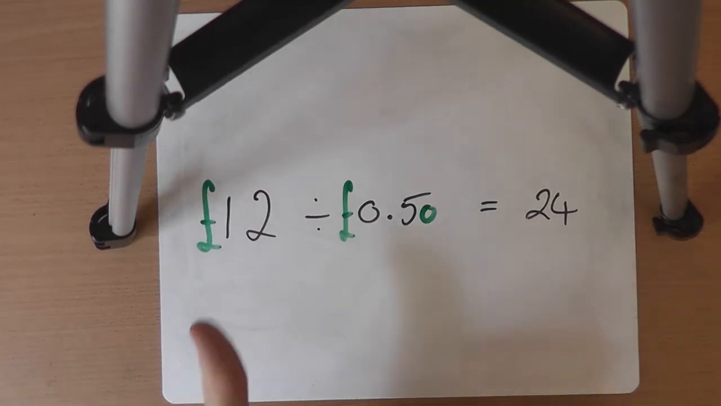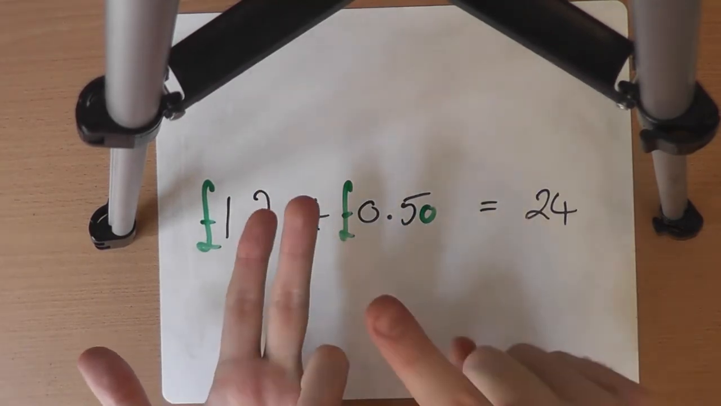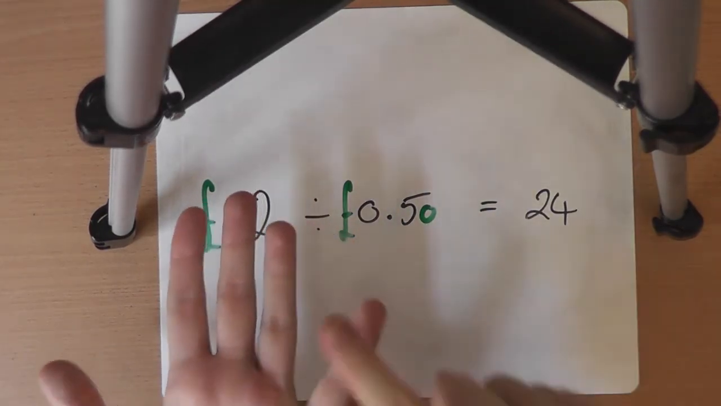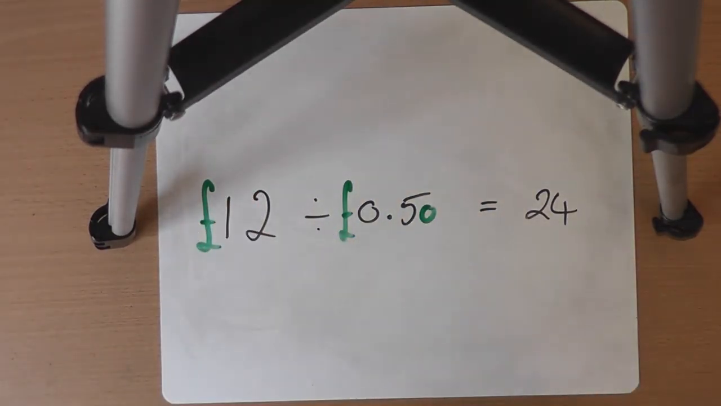So there's 2 50 pences in the first pound, 2 in the second, 2 in the third, 2 in the fourth, 2 in the fifth, and so on. There are 12 pounds in total, and I would have to swap that for 24 50 pences. So that's why 12 divided by 0.5 is 24, because you need 2 50 pences for each pound. We've got 12 pounds in total. That's 12 lots of 2 50 pences is 24 50 pences.